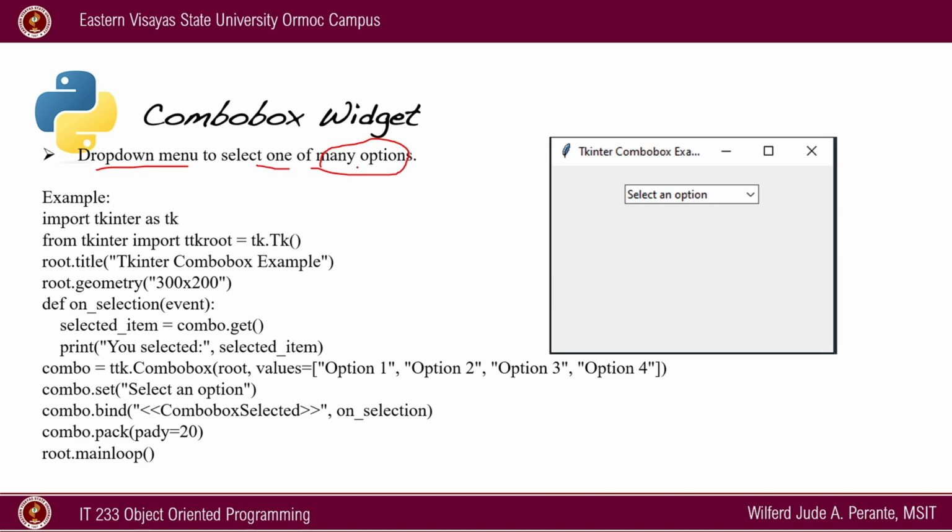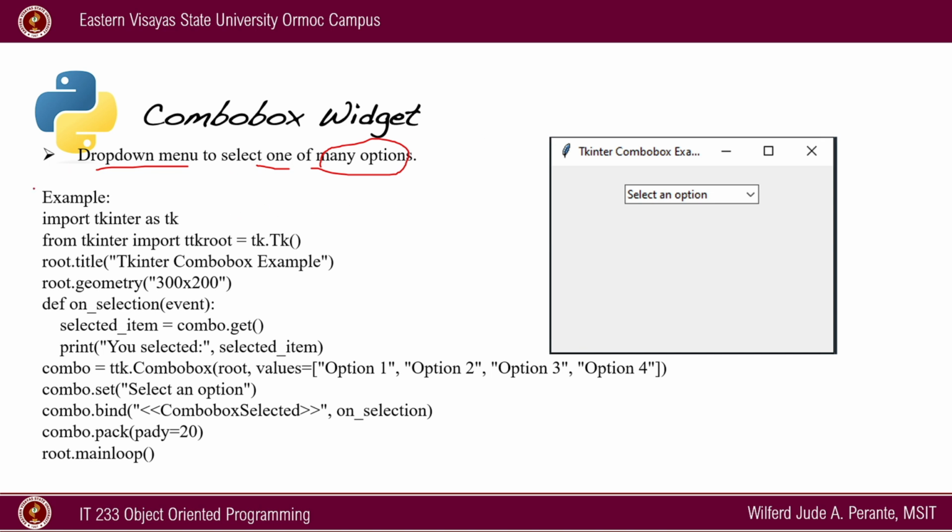For example, religion. Okay. As long as there are more than 3 or above options. Because if there are only two, let's not use the combo box. It's better to use the radio button. Since there are many options, let's use the combo box.